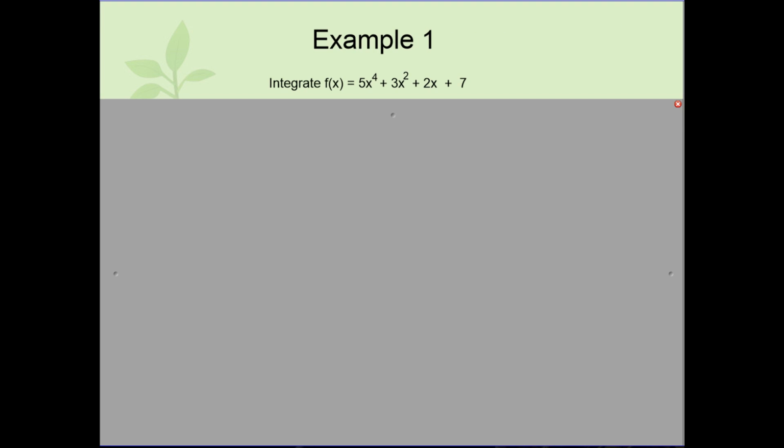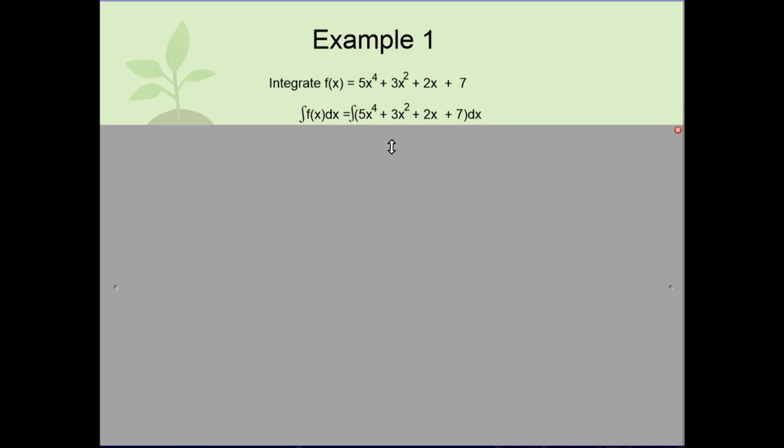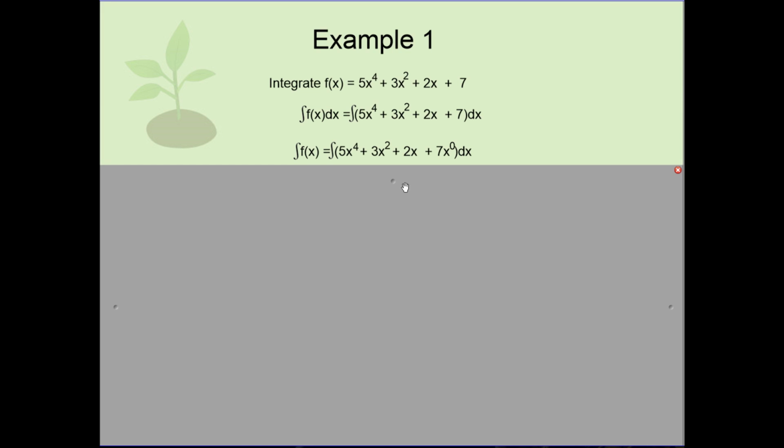So let's jump into an example here. We want to integrate the function f of x equals 5x to the 4th plus 3x squared plus 2x plus 7. One of the very first things we might want to do, just in case, because this might trip us up a little bit, after we set up our integral like so, integral of f of x dx equals the integral of our function dx, and we want to make sure that the function is in parentheses, we might want to multiply this 7 here by x to the 0th power.